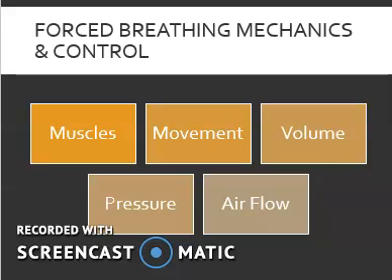The expiration is pretty much the same, but just the opposite. The diaphragm and external intercostal muscles relax, and the thoracic cavity moves in and down. The internal intercostal muscles make the ribs go back to their normal position.